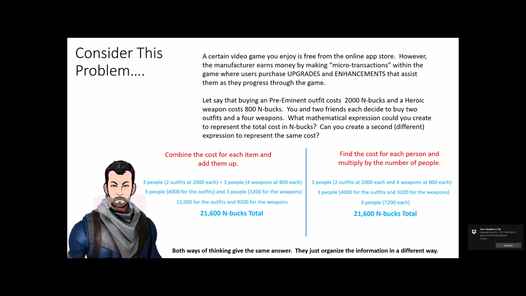Notice in this story, one way we were thinking about the cost of each item. Over here, we were looking at the cost per person. Both ways are equally correct. We both get the same exact answer. We're just learning to organize or think in different ways. And that's actually a very, very good thing. It leads us to something known as the distributive property.